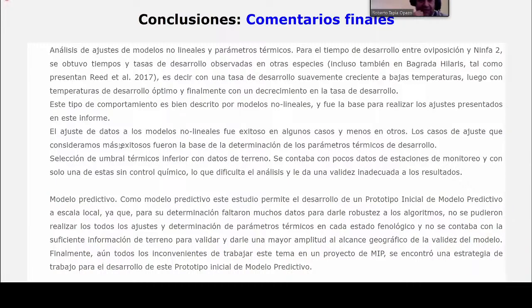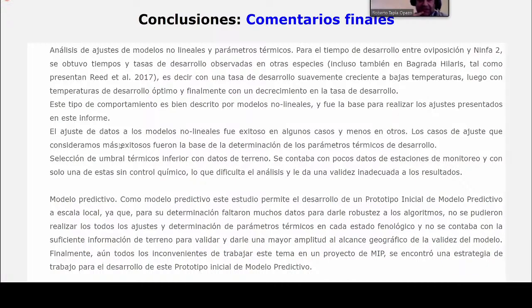The predictive model, and as such, this study allows us to have an initial prototype, at least, of that predictive model at a local scale, because we still were missing many data to ensure the algorithms were robust enough. We could not really perform all the adjustments and determine all the temperature parameters in each phenological stage, and we did not have enough field information to validate and give greater scope to the geographical validity of the model.